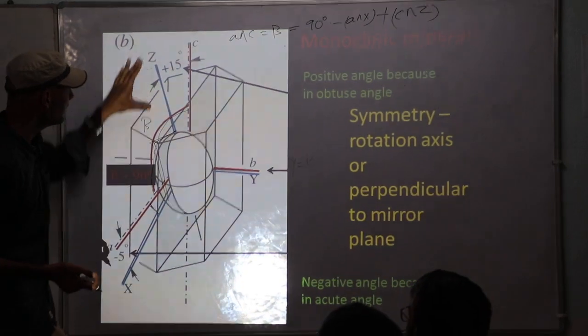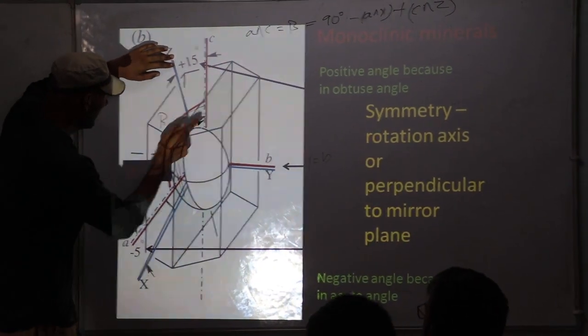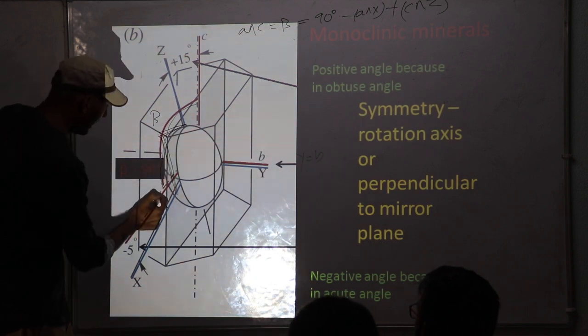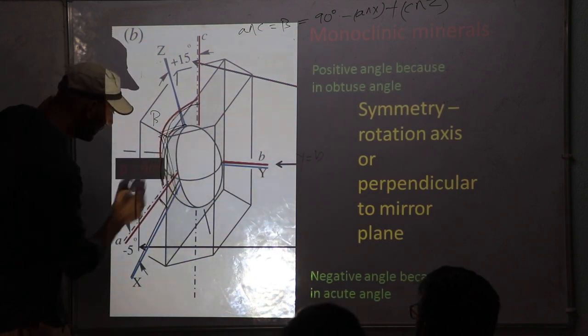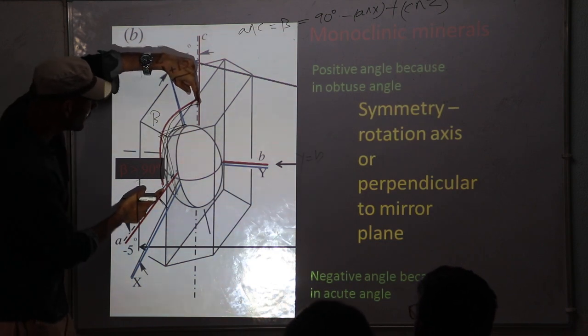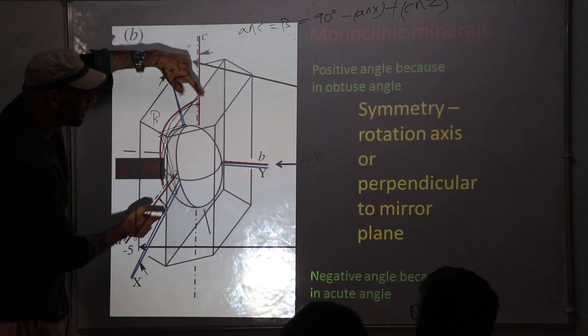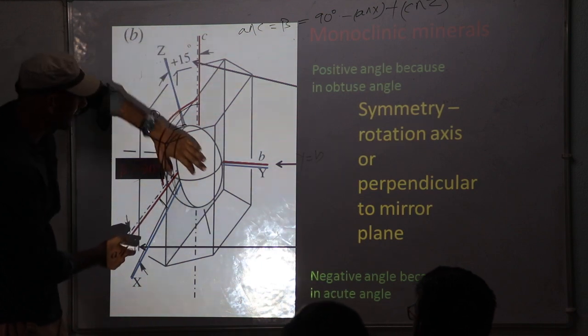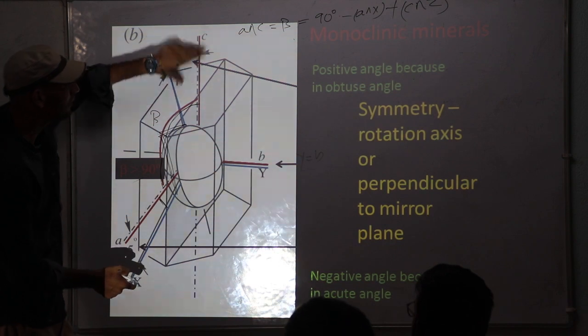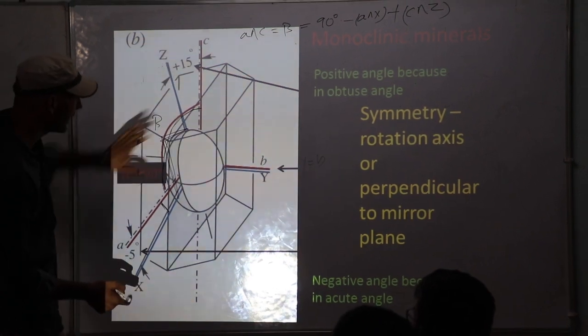Any doubt? See here, Z and X, they are having 90 degree. A and C, those are having angle beta. Beta is from this to this. Okay. So if I have to calculate beta using optic orientation, that means the indicatrix axis and their respective angles with the crystallographic axis, I have to define beta.